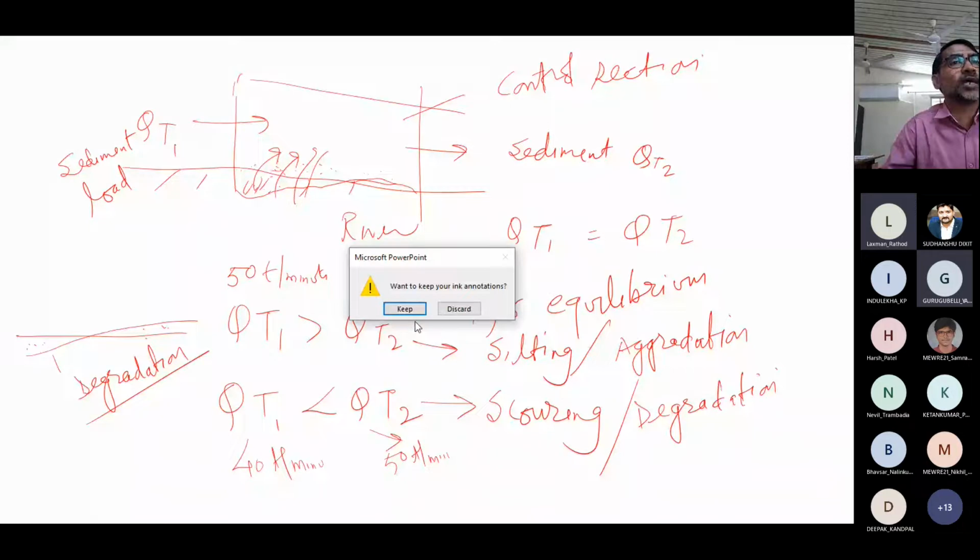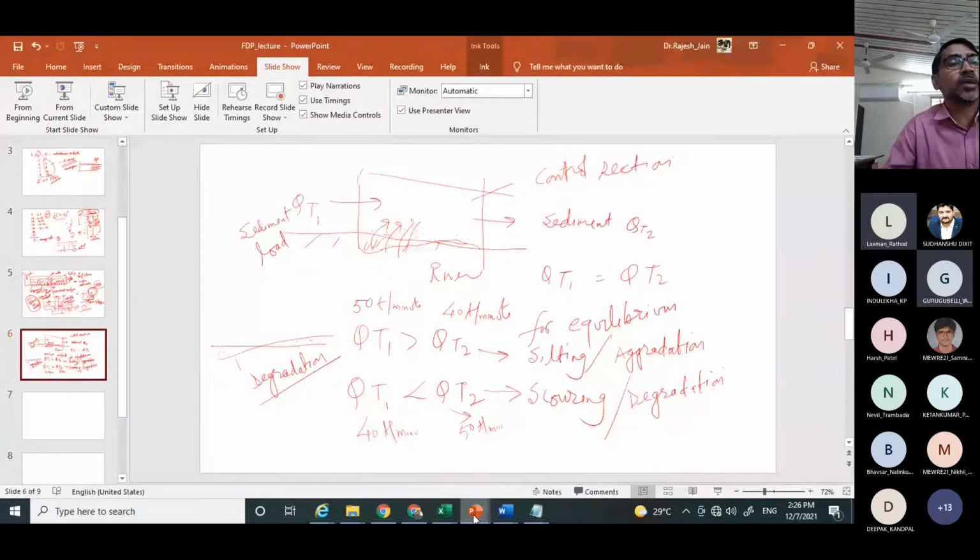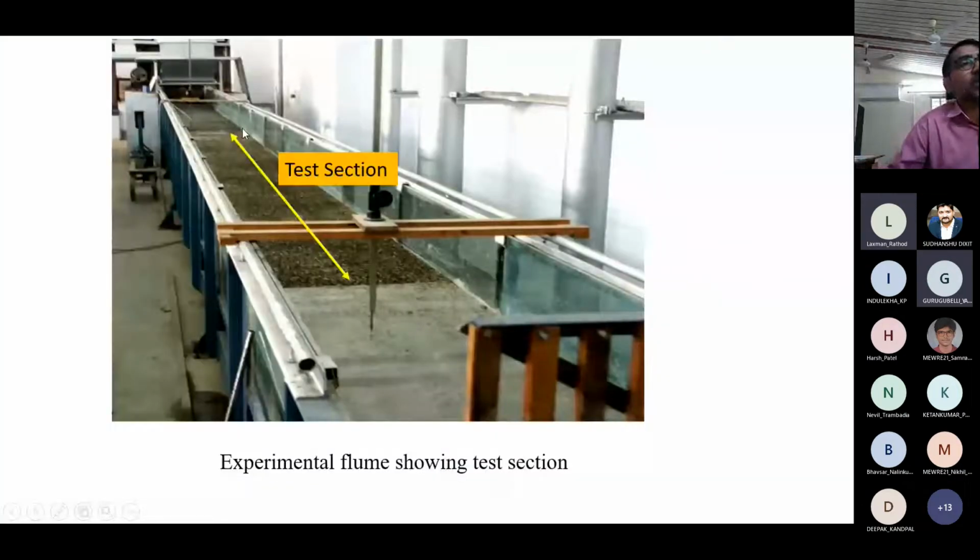So going back to our slide. When this channel section was there, as I have just discussed, whatever sediment gets collected here, we are just refeeding it to maintain the equilibrium. Now, if you do not refeed that sediment, then what will happen? Scouring will take place. So whatever sediment load was collected and trapped here was not refed. In that case, we got the development of a degraded section.